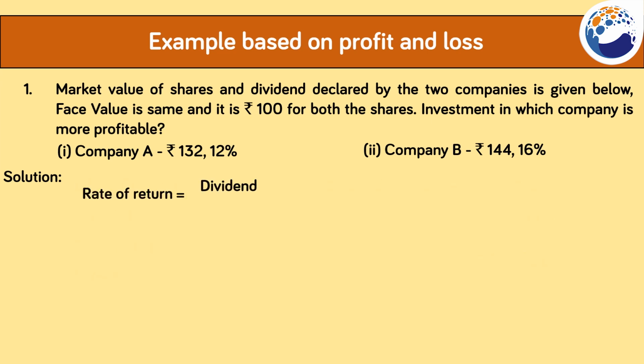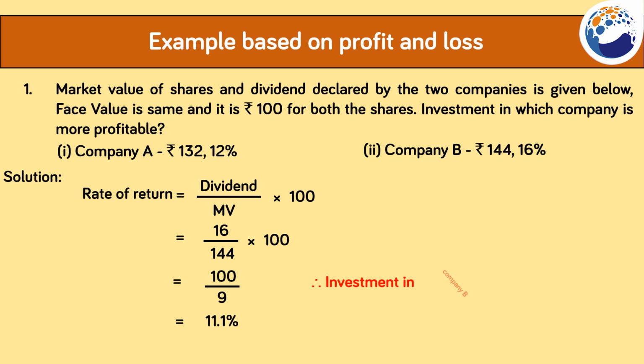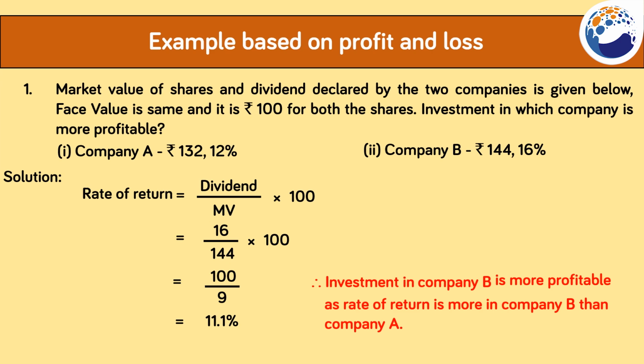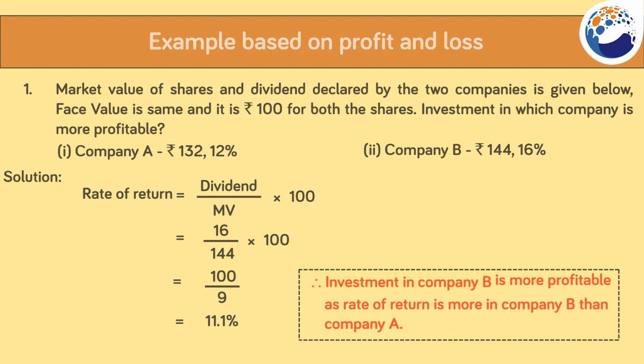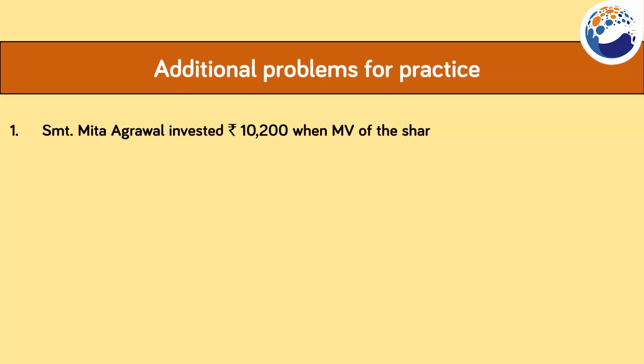Rate of return is equal to dividend upon MV into 100 is equal to 16 upon 144 into 100 is equal to 11.1%. Therefore, investment in company B is more profitable as rate of return is more in company B than company A. Try some more problems for practice.